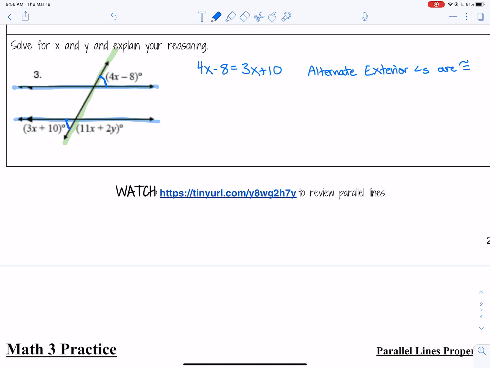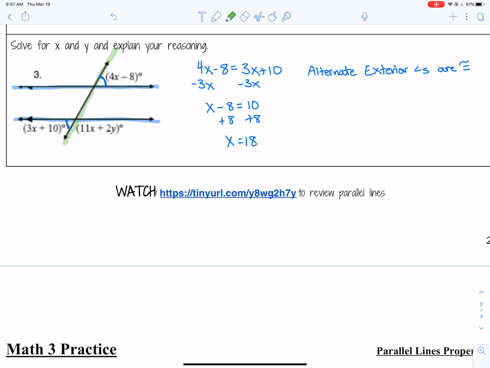And now we're going to solve the equation. So I would just subtract 3x and bring down x minus 8 equals 10. And I would add 8, so I get x equals 18. All right, so we got x. We just need to figure out the y.